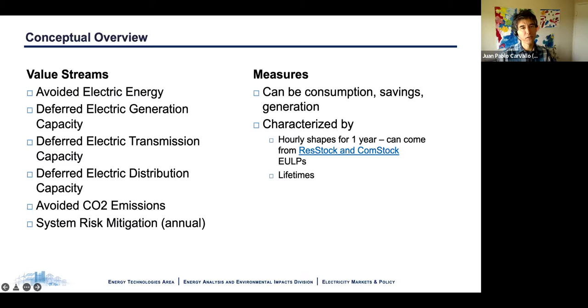On the measure side, we allow for up to 6 measures. They can be consumption, they can be savings, or they can be generation. And you can even fold in, for example, battery operation, and the calculator will process negatives and positives in terms of discharge and charging of the battery. These are characterized by hourly shapes for 1 year, as I mentioned. For example, a publicly available source for these is the ResStock and ComStock end-use load profiles developed by NREL. And in addition, you have to provide the lifetimes of each measure in an easy, accessible way to allow for the financial calculations that come with the calculator. Next slide.